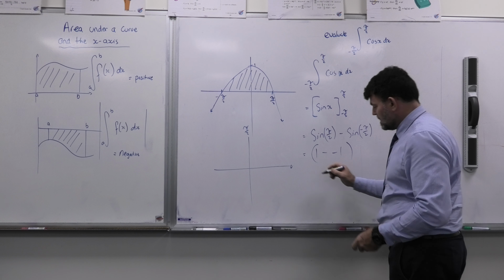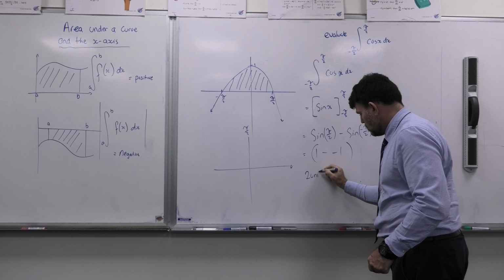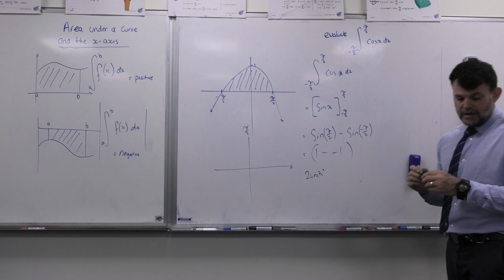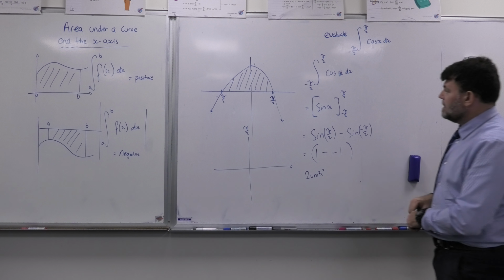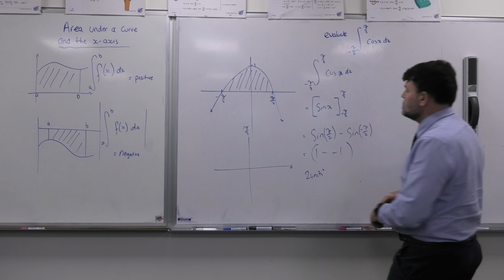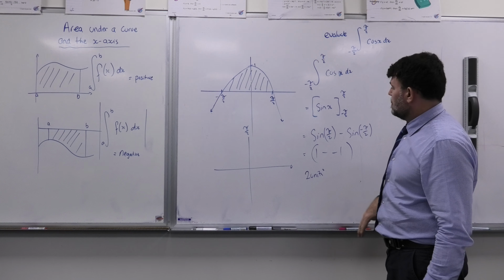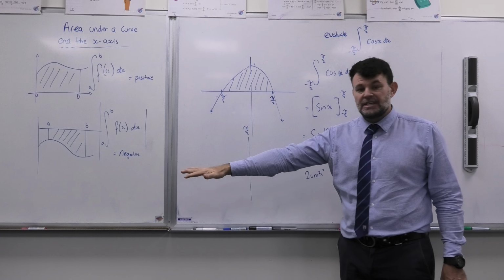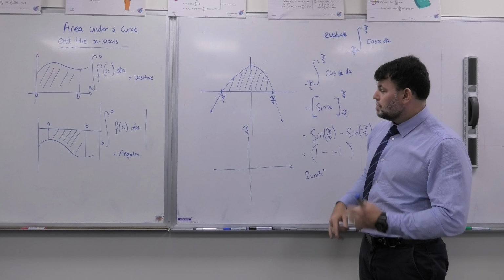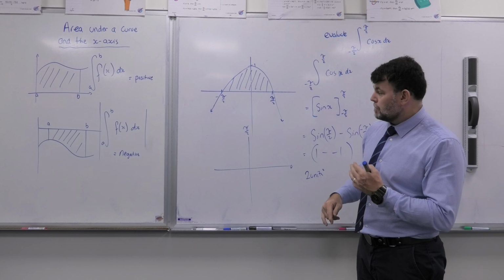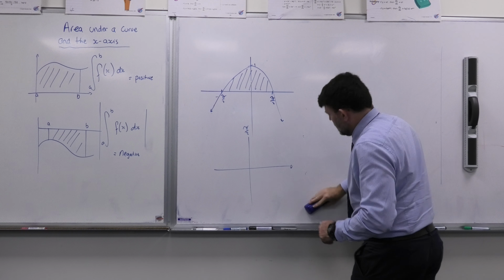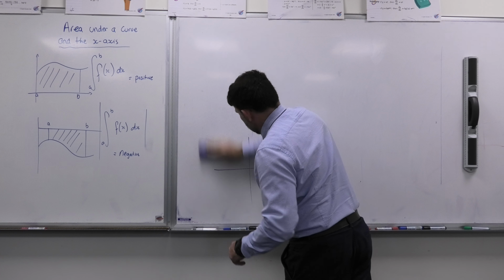1 minus negative 1 is equal to 2 units squared. So what we've done here is we've worked out the integral using our trigonometry to solve the area between negative pi on 2 and pi on 2. And remembering our understandings of the unit circle. Let's do one last example and then I'll leave you to have some fun by yourself.